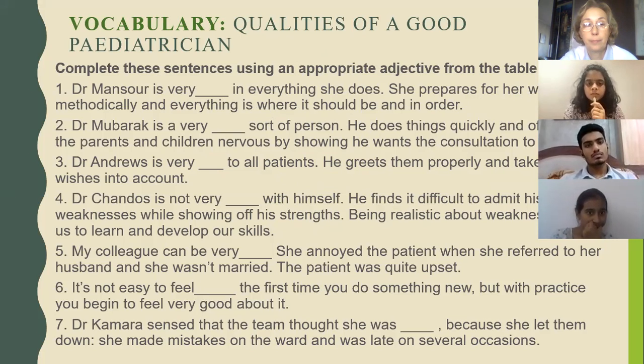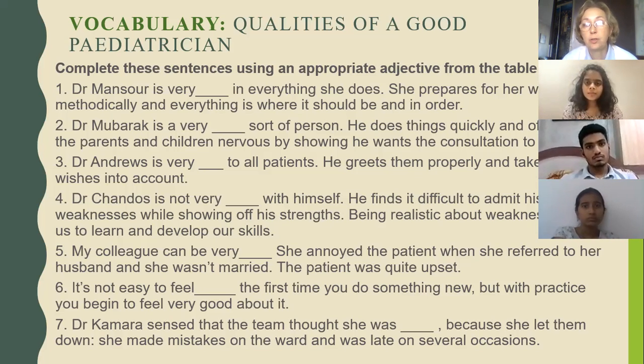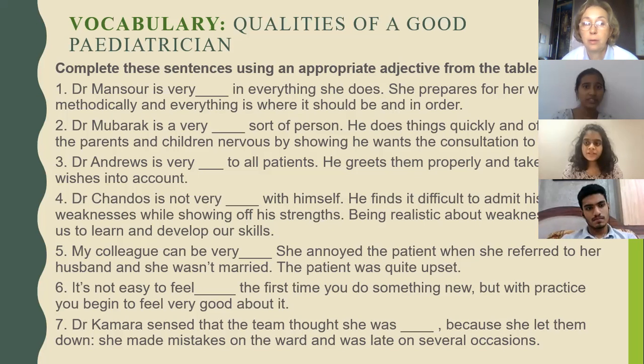First, Dr. Manshuli is very dash in everything she does. She prepares for her ward rounds methodically, and everything is where it should be and in order. Which adjective is just suitable here? Confident. In order. So any more ideas? I think confidence is correct. Sorry? Will you repeat? Efficient. Efficient, yes. Efficient is better here. So Dr. Manson is very efficient.